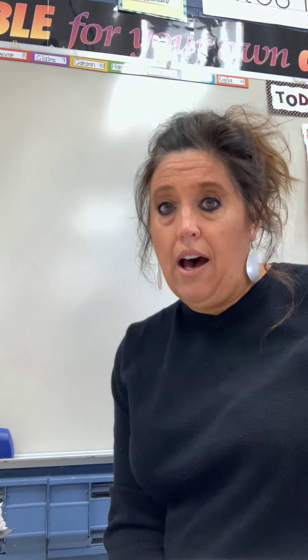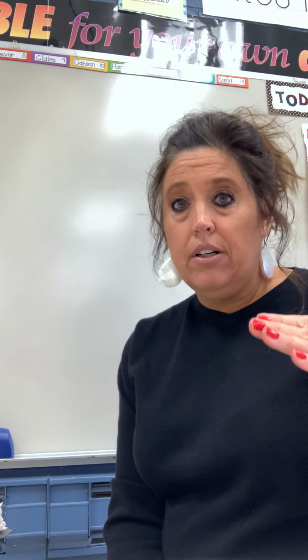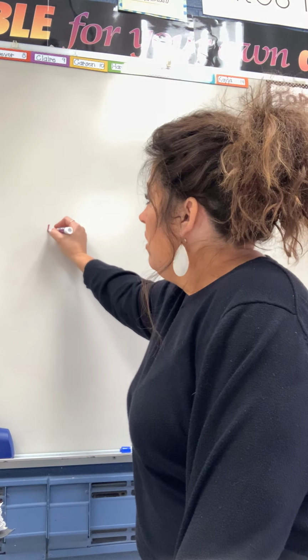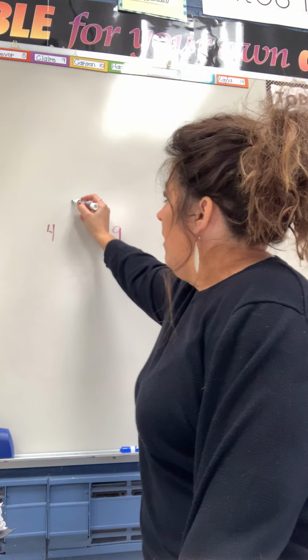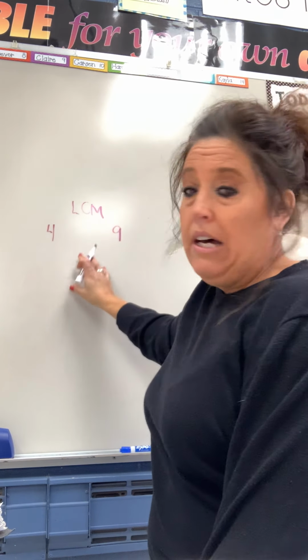Remember, a multiple is going to be the result of whatever number is used in the multiplication problem, whatever number we're trying to find. So in this case, we're looking for the least common multiple of 4 and 9. That means 4 is going to be used in the multiplication problem to get a multiple. And 9 is also going to be used in the multiplication problem to get a multiple. So we're looking for the least common multiple of 4 and 9.